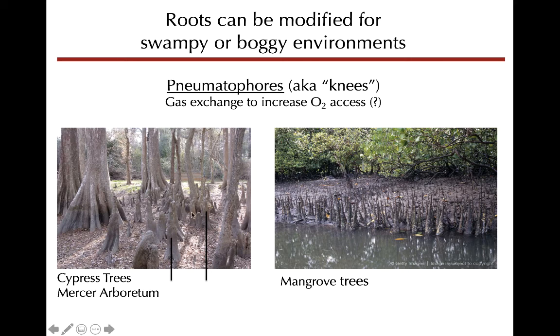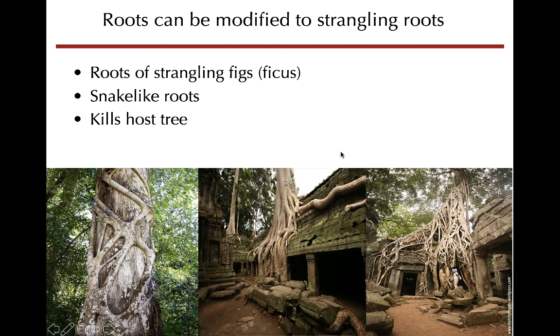Might have also heard them called knees. So mangroves are classic pneumatophore plants. Cypress trees, besides the buttress roots, they also have pneumatophores for probably gas exchange up here. So all of these are just extensions of parts of the roots of all these other trees. There's also roots that can grow around plants.